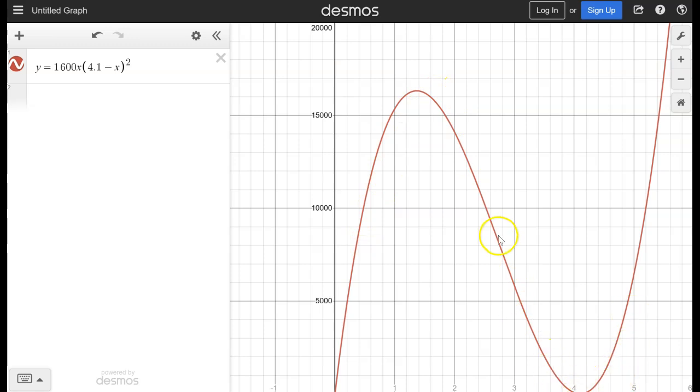It looks quite nice. I think it's a good check. And what I want to know is, where is this maximum? And it's at about 1.3 and then 16,000 some. I'm going to say 1.37 and then 16,000 some.